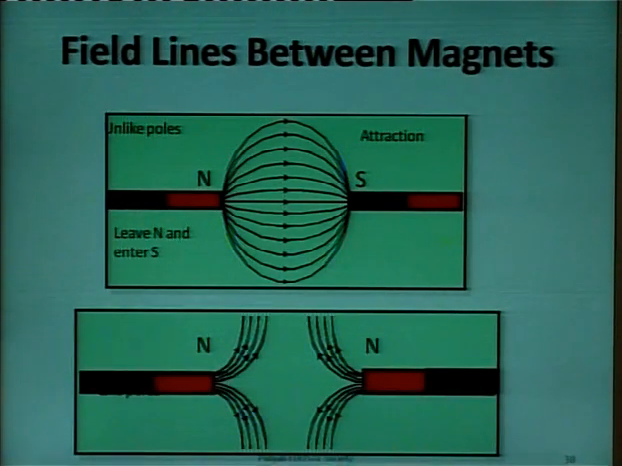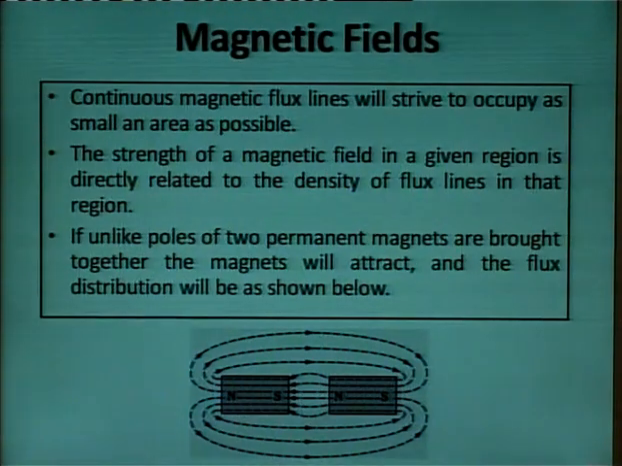But in the like poles, as we see, north and north, they will repel each other. There will be no attraction, but repulsion would be there. So in the magnetic fields, again, the continuous magnetic flux lines will strive to occupy as small an area as possible.